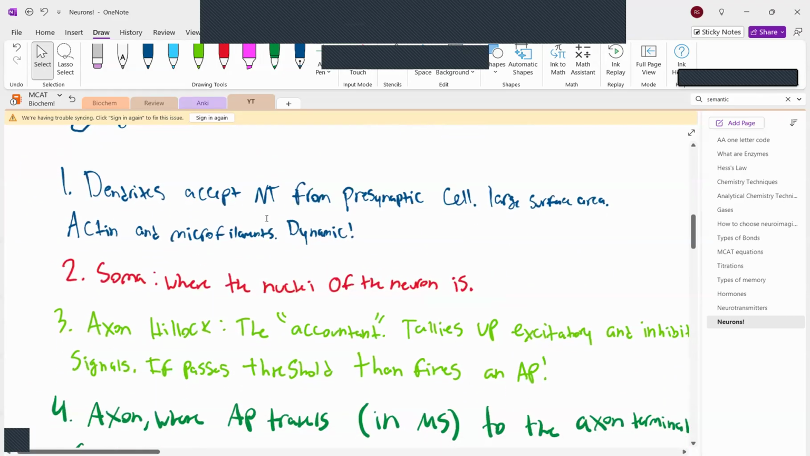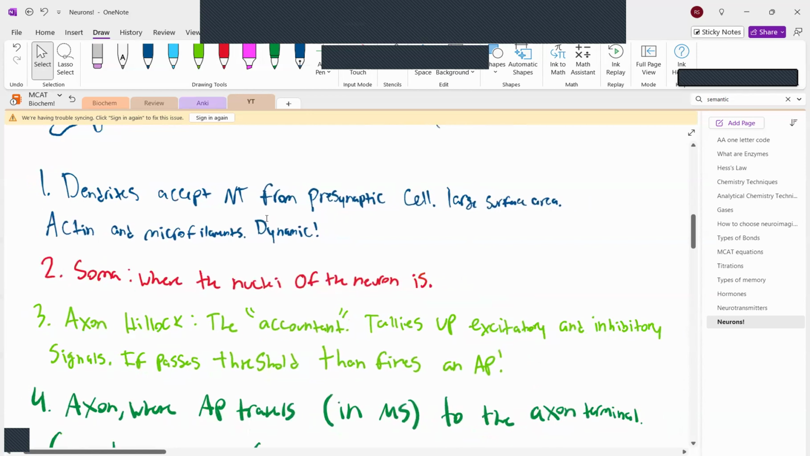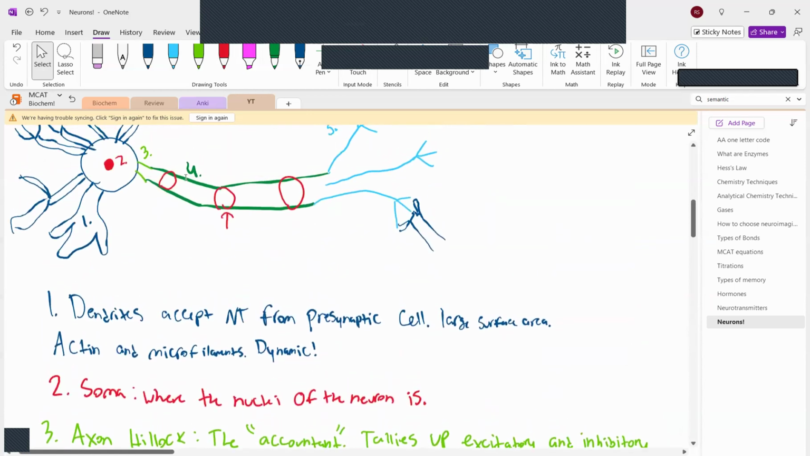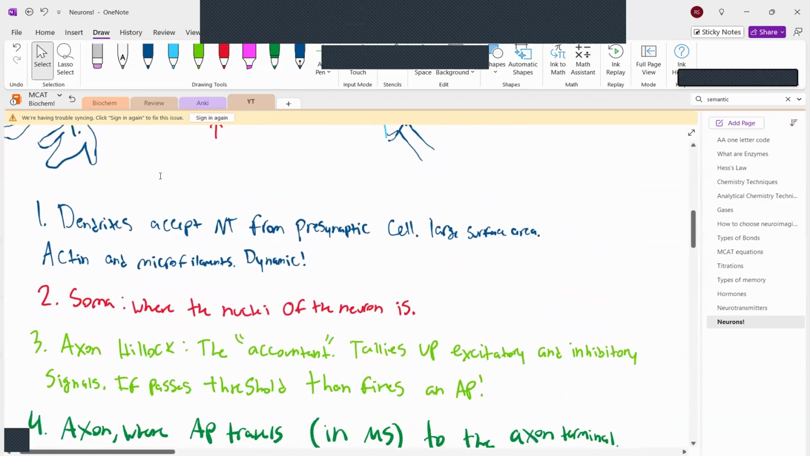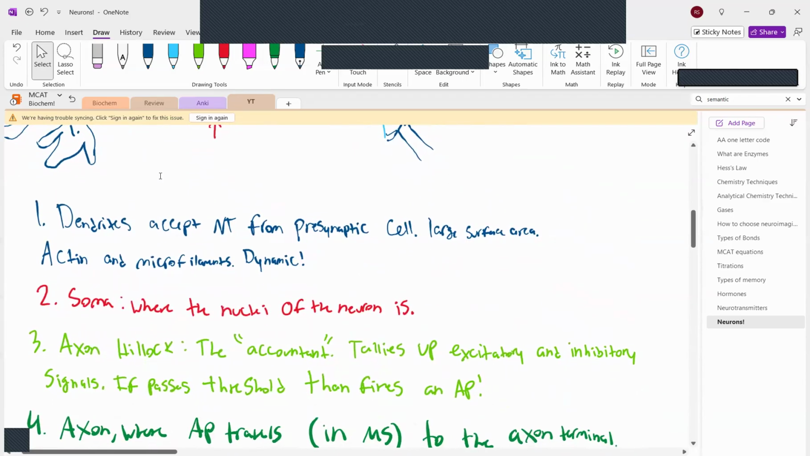Then the axon hillock. I like to think of that as the accountant. It's right before where the axon is, and it tallies up all the excitatory and inhibitory signals, and gives the A-OK to say you can pass go. If you pass that threshold, then you're going to fire an action potential. But action potentials are all or none.